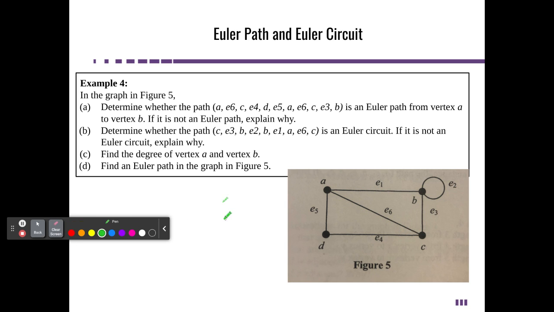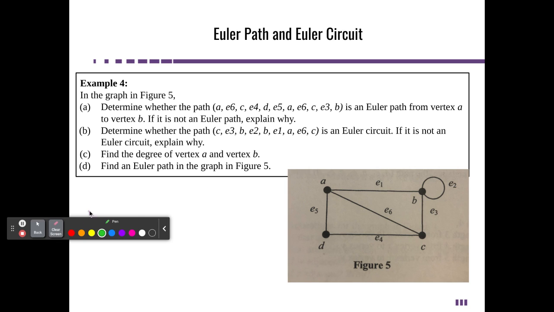All right. So next one. Let's see. Find the degree of vertex A and B. So vertex A would be 1, 2, 3, and vertex B would be 1, 2, 3, 4. All right. And then the last question is, find an Euler path in the graph in figure 5.